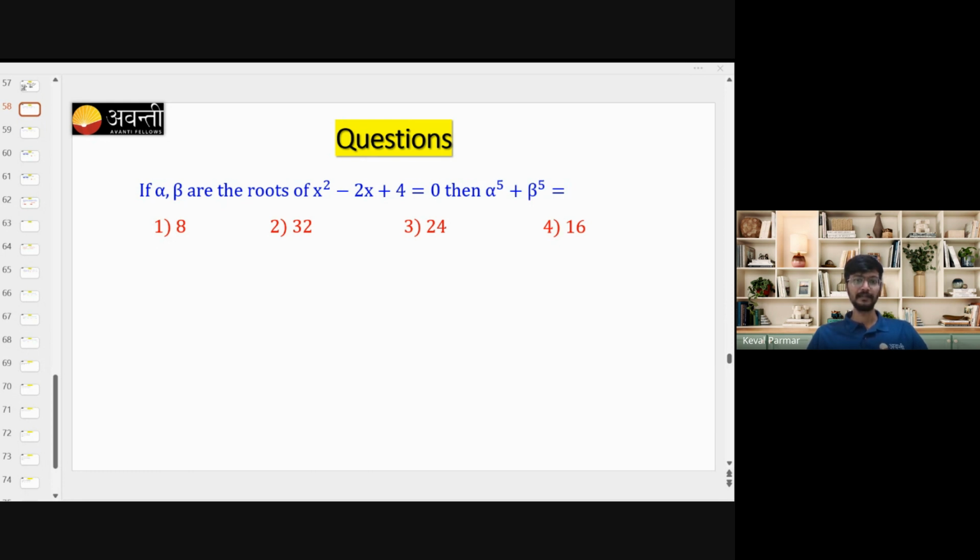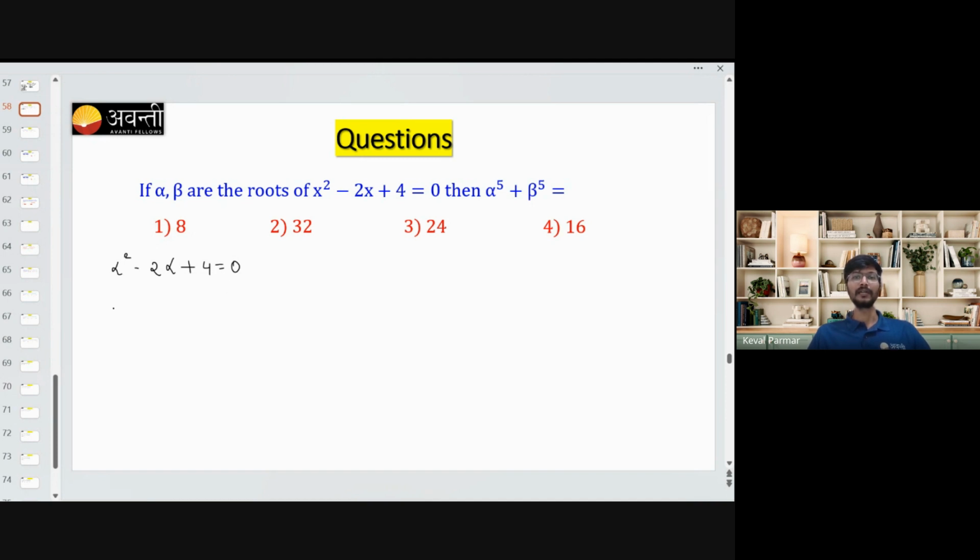So let's get started. See, here the second method is we substitute the roots in the equation itself and we simplify it with higher powers. What I'm saying is alpha and beta are the roots of this quadratic equation. Then alpha and beta must satisfy it. So if I take alpha, then I'll get alpha square minus 2 alpha plus 4 equals to 0.